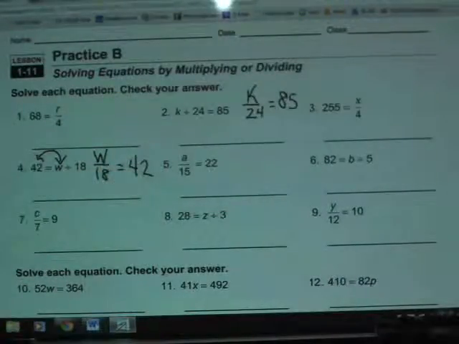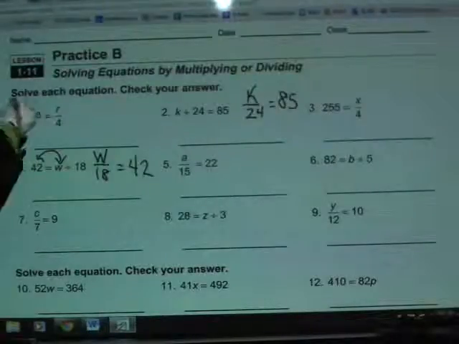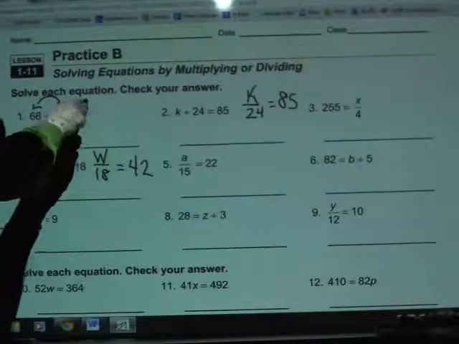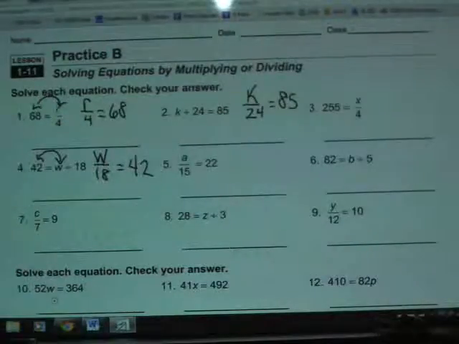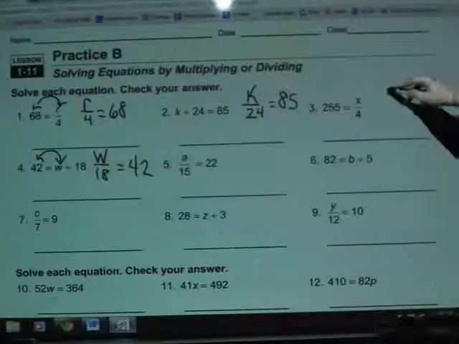Looking at the other 2 questions I'm going to touch, 1 and 3, they suffer from that same issue in that the variable on both of those is on the right side of the equal sign. But I don't want the variable on the right side of the equal sign. I actually want the variable on the left side of the equal sign. So in 1 and 3, let's flip both of those around now. I'm going to invert number 1 and make it say r over 4 equals 68. And in number 3, I'm going to make it say x over 4 equals 255.